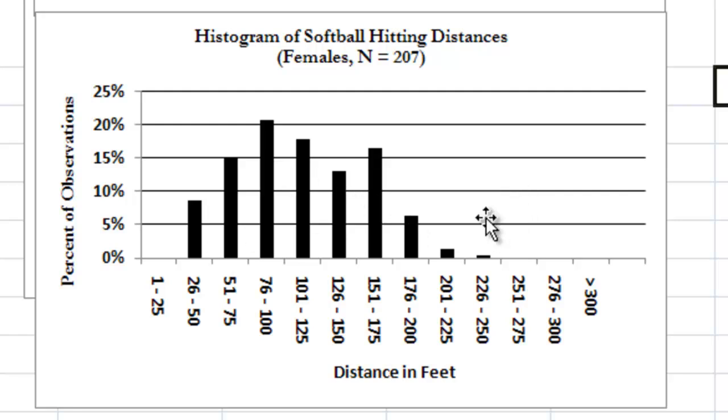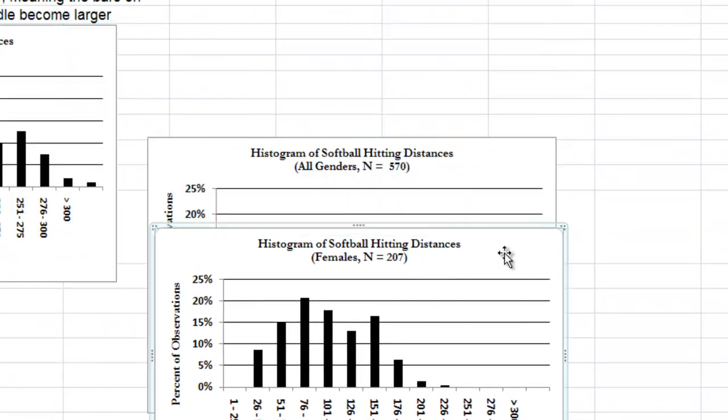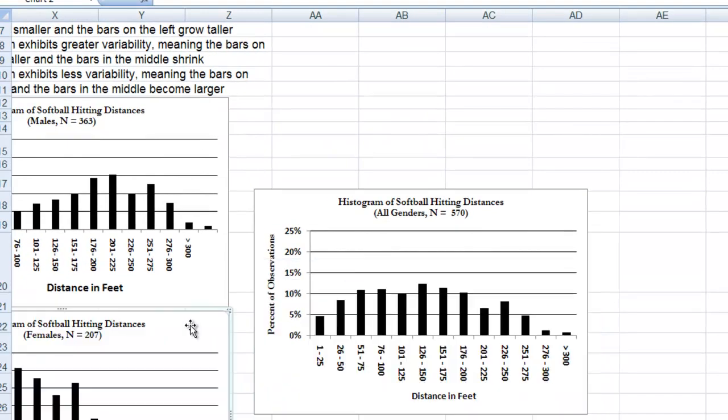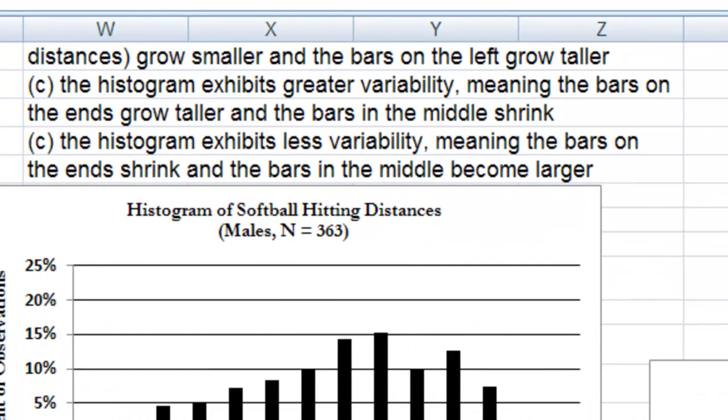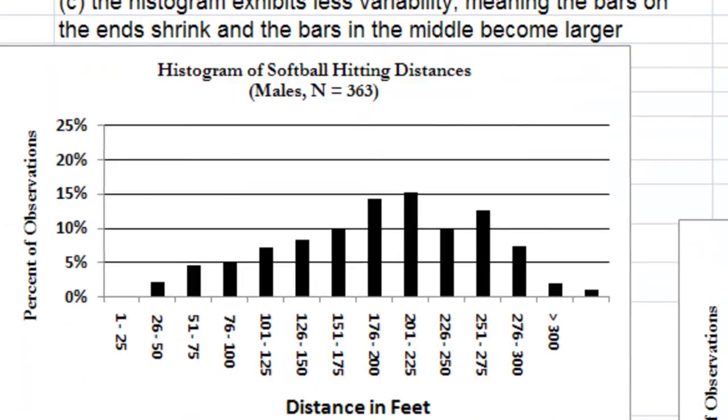so that you can better interpret histograms. For instance, consider one of our homework problems that students in my AGEC 4213 class will look at. This is one of the questions they may see. It says, comparing the histogram of male hitting distances to female hitting distances, and then it gives you a number of options describing histograms, and you say which one is right. The right answer is going to be A. In the male histogram, the bars on the right at higher hitting distances grow taller, and the bars on the left grow smaller. And that's exactly what we see.